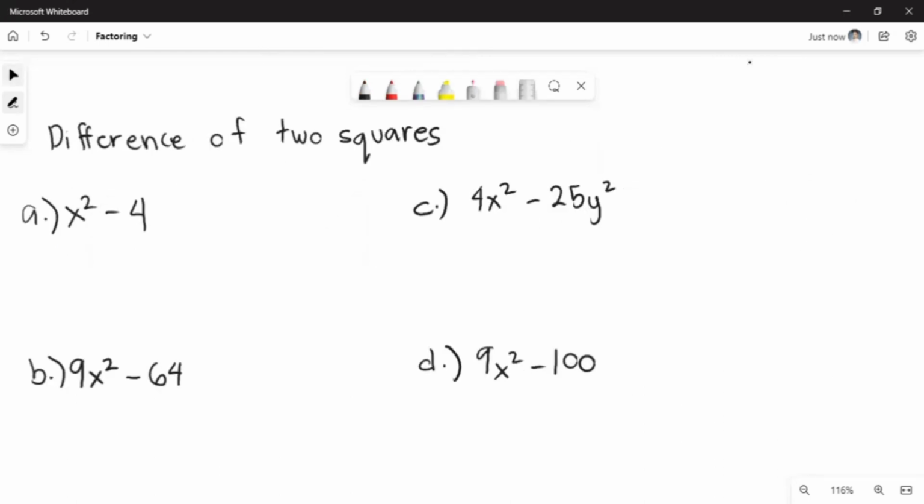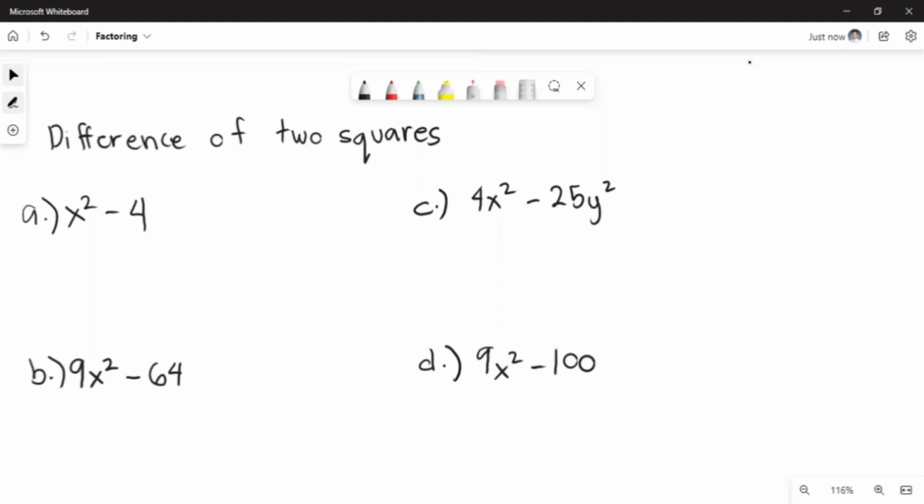Now, let's have difference of two squares. How can you tell that we will use difference of two squares? If a polynomial is a difference of two squares, it satisfies these conditions. First, it is a binomial, and each term is a perfect square. Like this one, x squared is a perfect square, and negative 4 is also a perfect square. And there is a minus sign between the two terms.